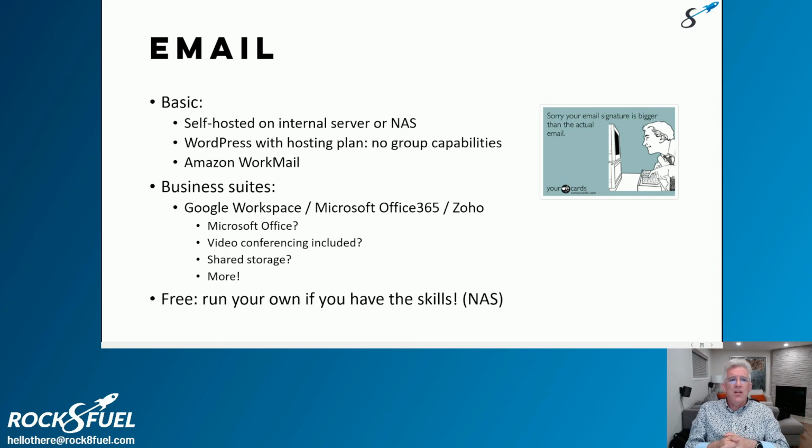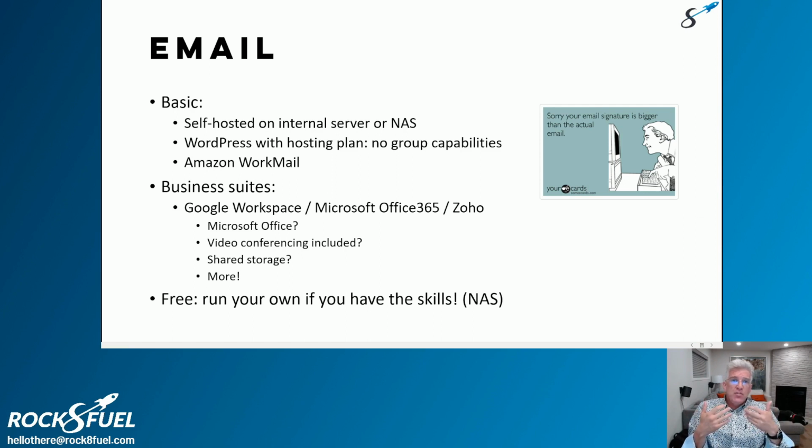And the first one is the obvious, good old email. So you have a few options out there. There's the basic classic: you can host it internally on, let's say, a NAS from Synology, QNAP, or something like that, and build your own email server. Or if you've got a WordPress hosting plan, many of those have 100 email addresses included, which can help get you started.